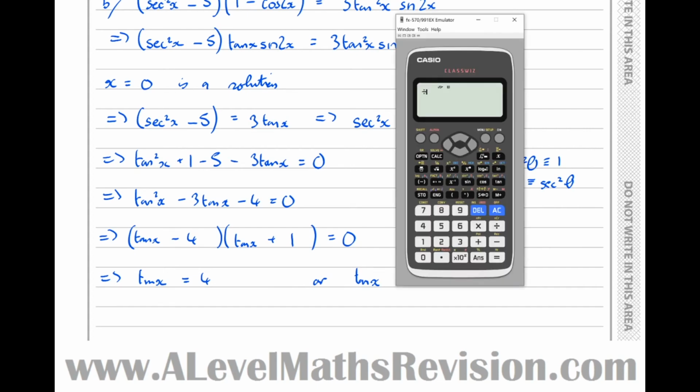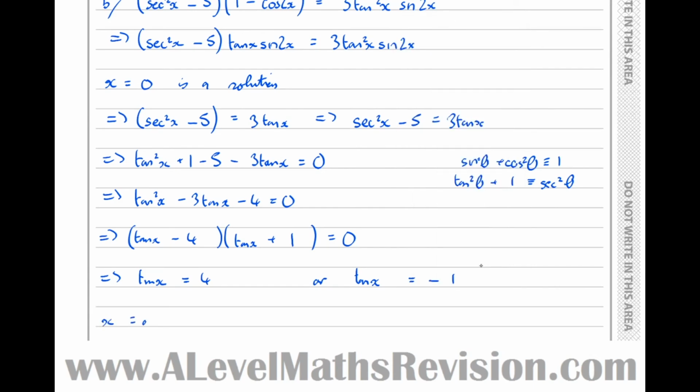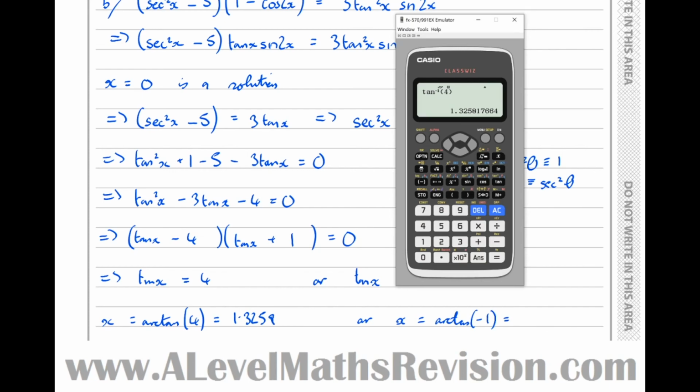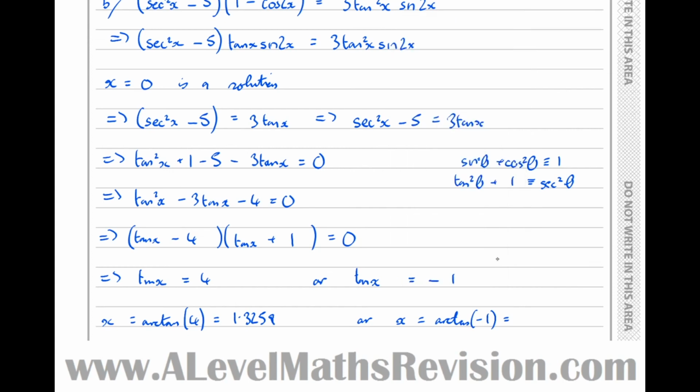So we've got the arctan of 4, which is 1.3258. So x equals arctan, or tan to the minus 1 you could write as well, of 4 equals 1.3258, or x equals arctan of minus 1, which is minus pi over 4.